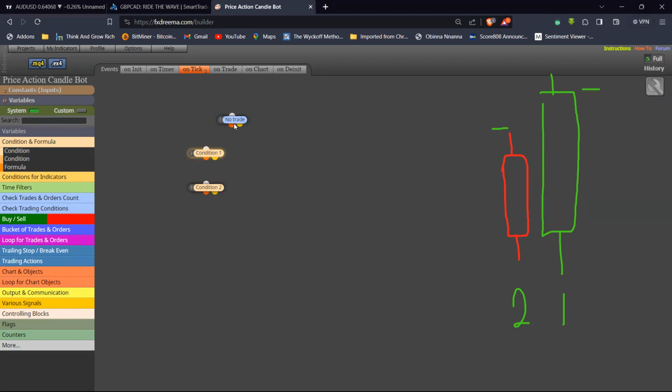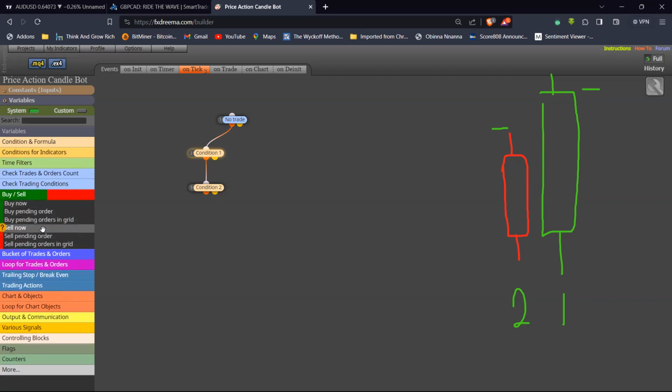So what it means is, if there are no trades, it will check that candle ID 1's close is greater than candle ID 2's high. If that condition is met, then it will check the next one, which is candle ID 2's close is lower than candle ID 2's open, making candle ID 2 a bearish candle. And if that condition is met, what we want to do is buy.